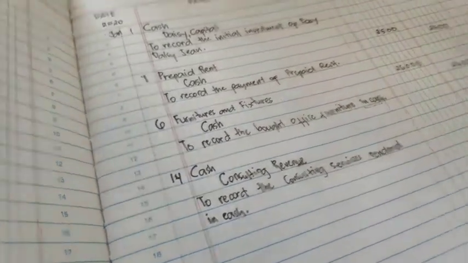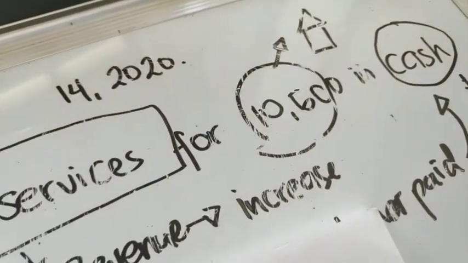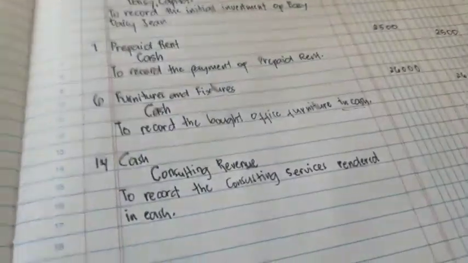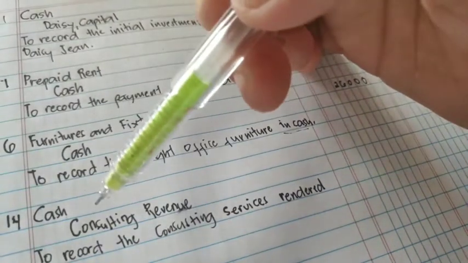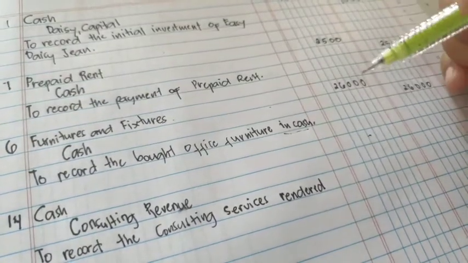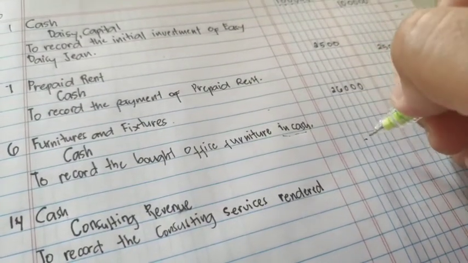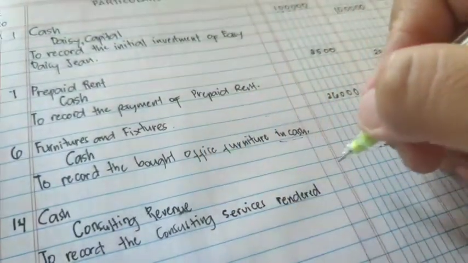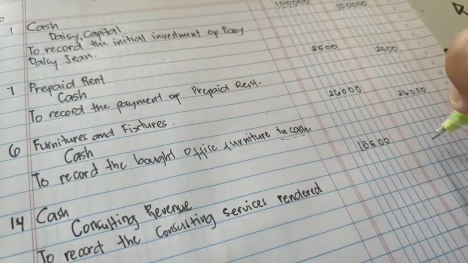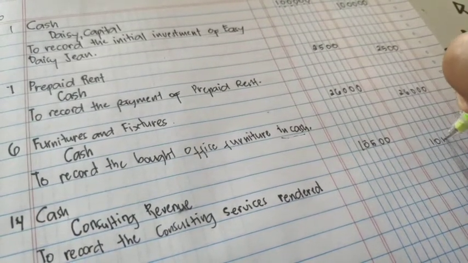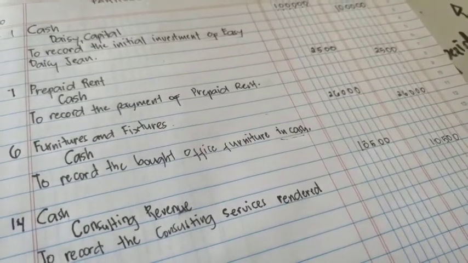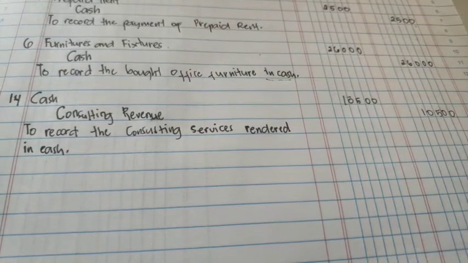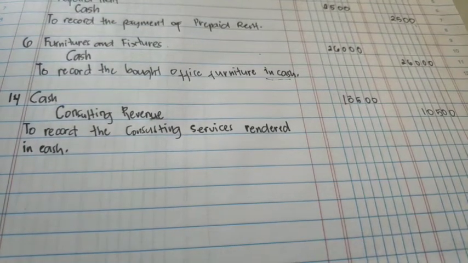Okay, for the amounts, you will directly see the amount in the problem. It's 10,500. So for the debit side, on the cash line, you will write 10,500. And then for the credit side, the consulting revenue, you will write 10,500. So, this is your journal entry for the services rendered in cash.